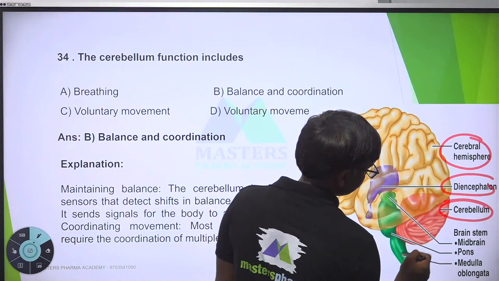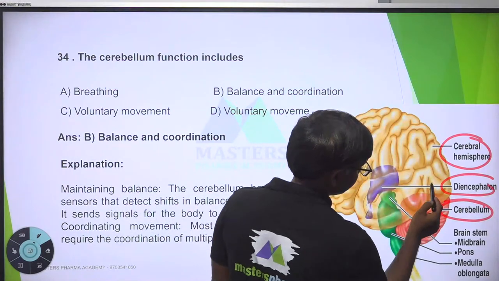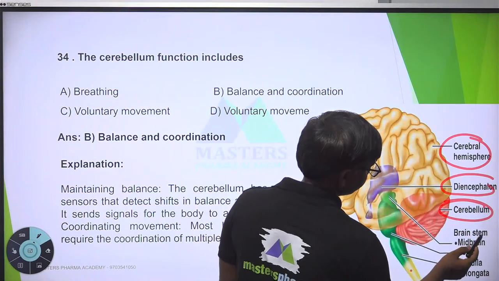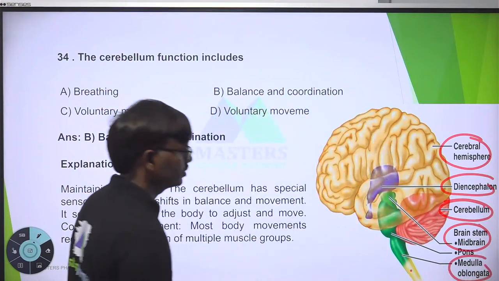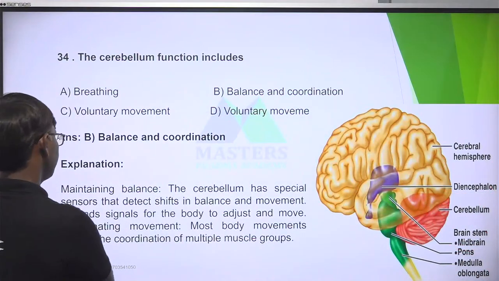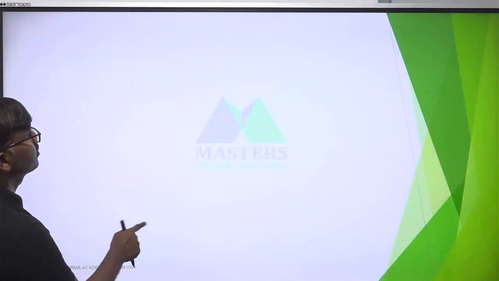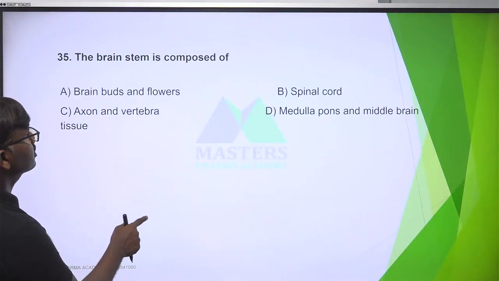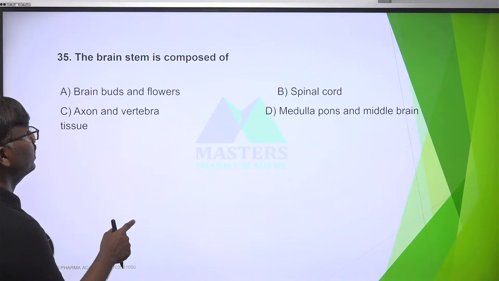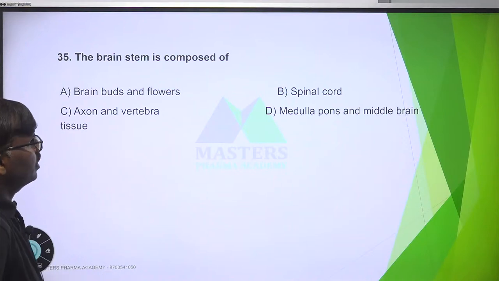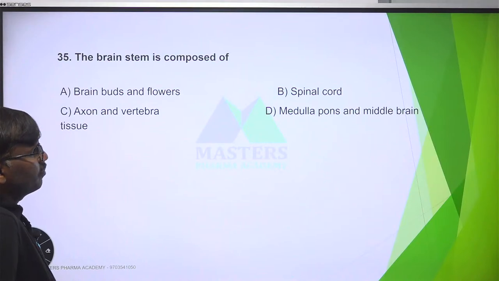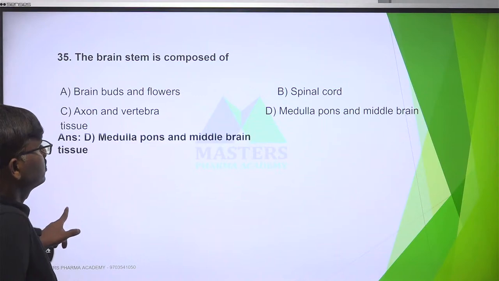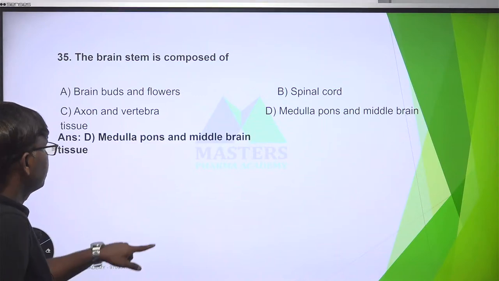It lies between this and the stem. That is the cerebellum, then brain stem, pons and medulla oblongata. These are the important organs of the brain. The brain stem is composed of what? Spinal cord, axon and vertebra, or medulla, pons and middle brain tissue. The answer is medulla, pons and middle brain tissue.